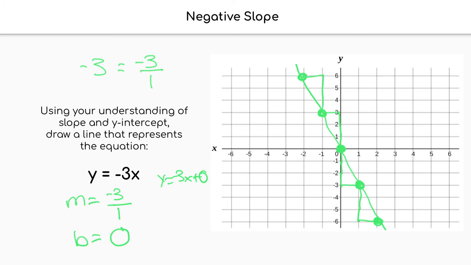And this line represents the equation y equals negative 3x, or we could think of the equation as y equals negative 3x plus 0, with a slope of negative 3 over 1, going down 3, right 1, or up 3, left 1, and it has a y-intercept of 0. So it started at the origin.